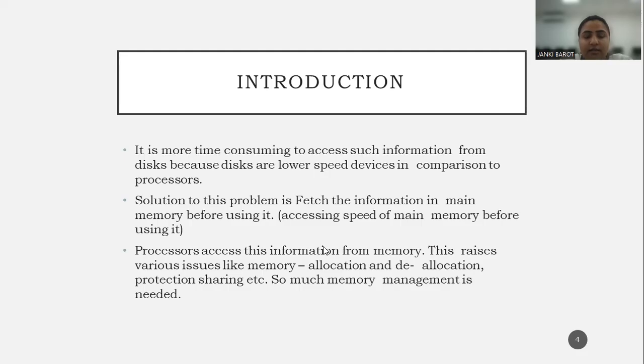The solution is that we need to fetch the information into main memory before using it, to get the access speed of the main memory. Now, processors access this information from the main memory. This raises various issues like memory allocation, memory deallocation, protection, sharing, etc. So memory management is needed.